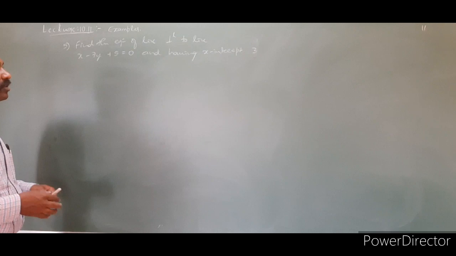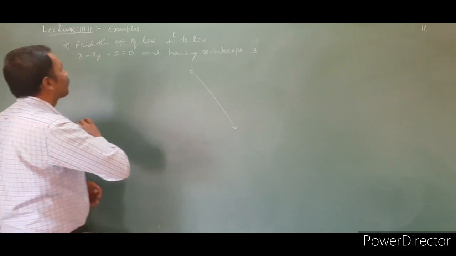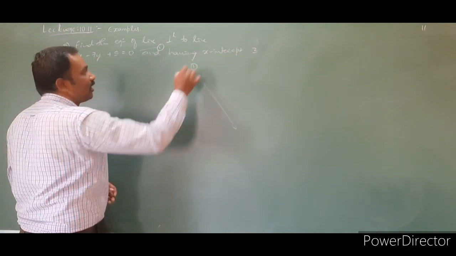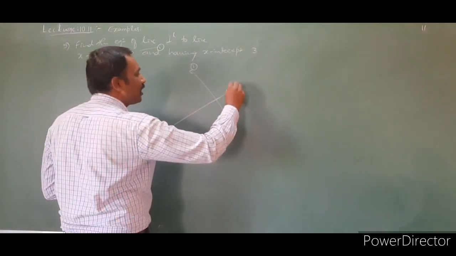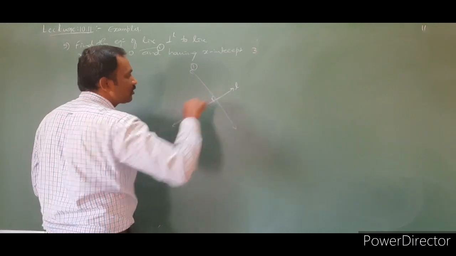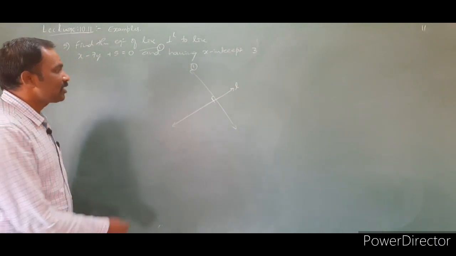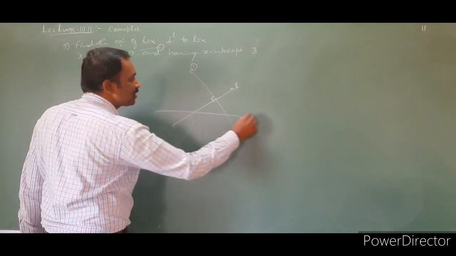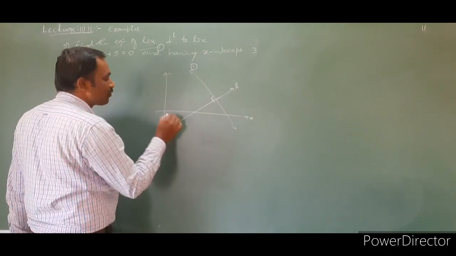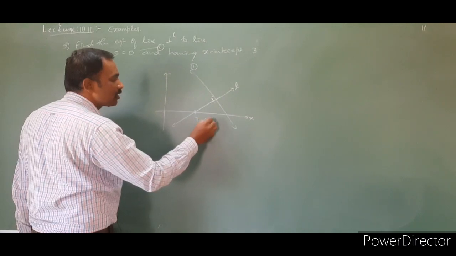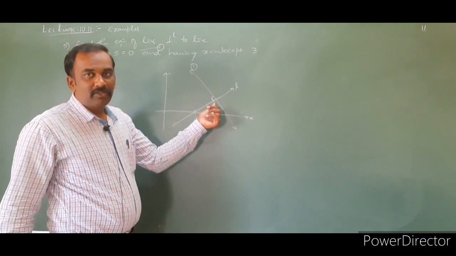How will you do it? This is the given line, equation number 1, and we need to find the equation of the required line. The required line L is perpendicular to the given line and has an x-intercept. The x-intercept means line L intersects the x-axis at 3. That means we get the point (3, 0). That's all. One point we just got.